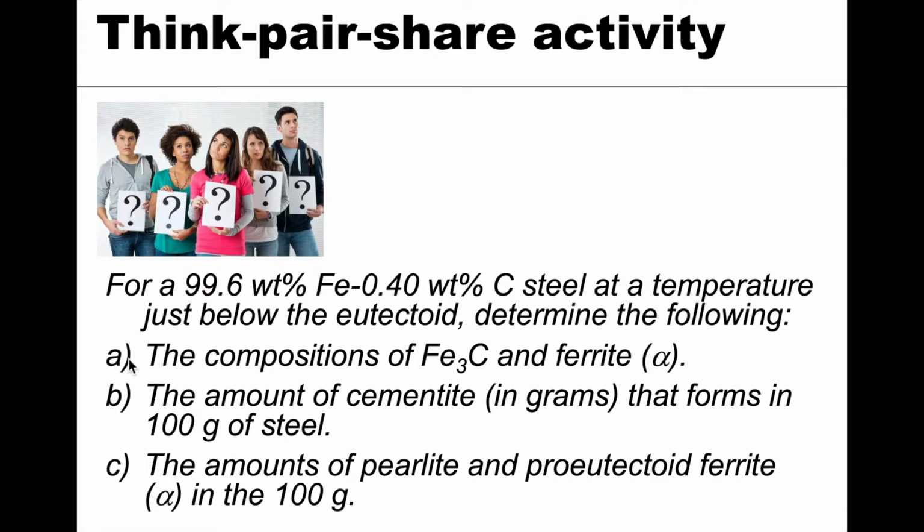First, I want you to determine the compositions of cementite and ferrite, so Fe3C and alpha. Next, I want you to determine the amount of cementite in grams that forms in 100 grams of steel. And then lastly, I want you to determine the amounts of perlite and proeutectoid ferrite, alpha, in 100 grams of the steel. So three questions here. See if you can answer those, and then come back and we'll work this one together part by part.